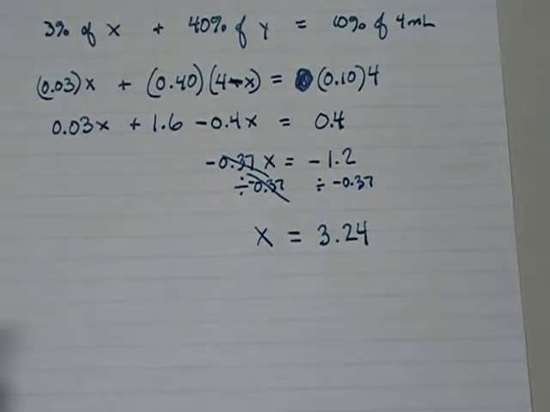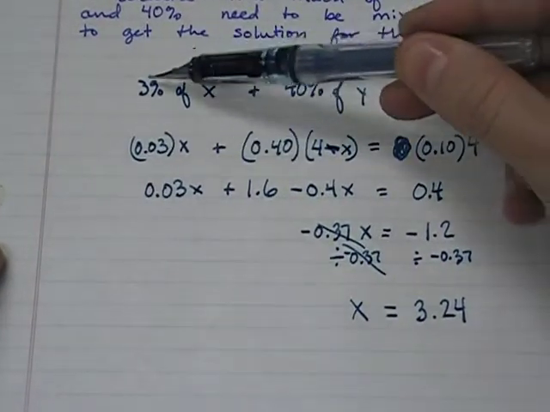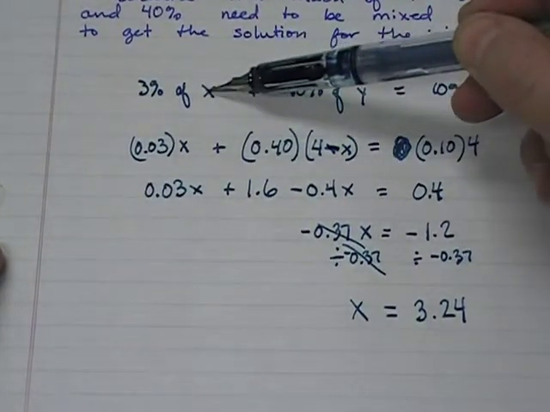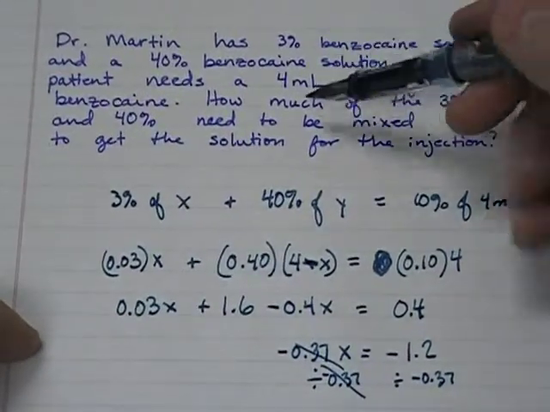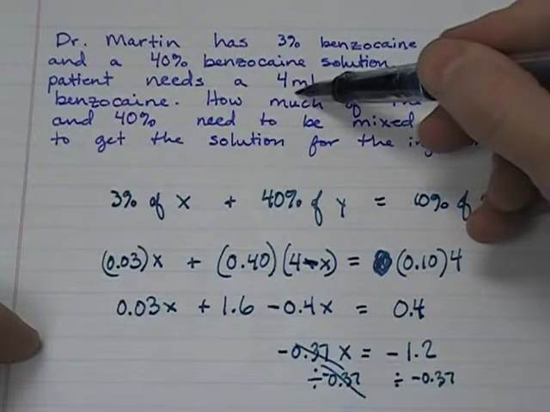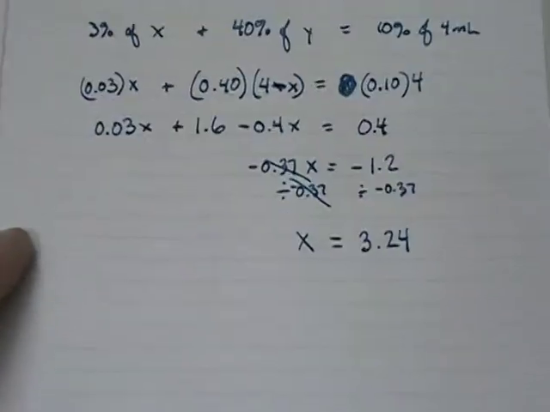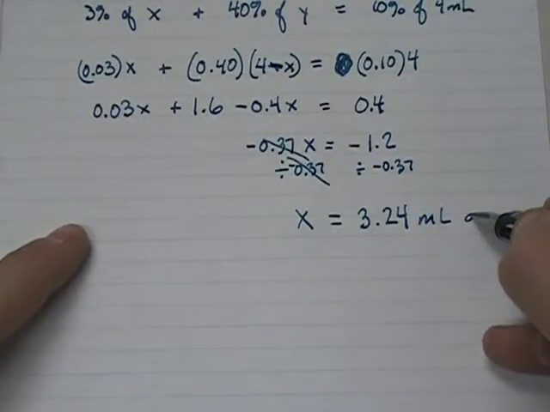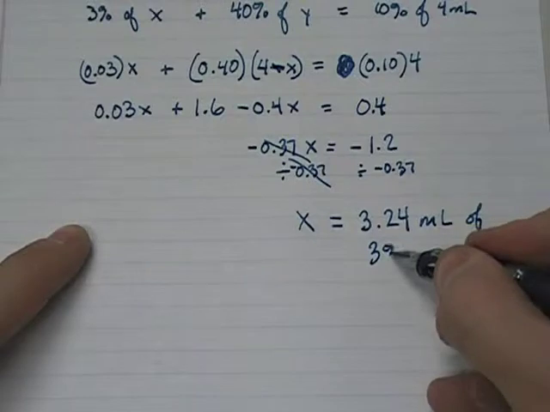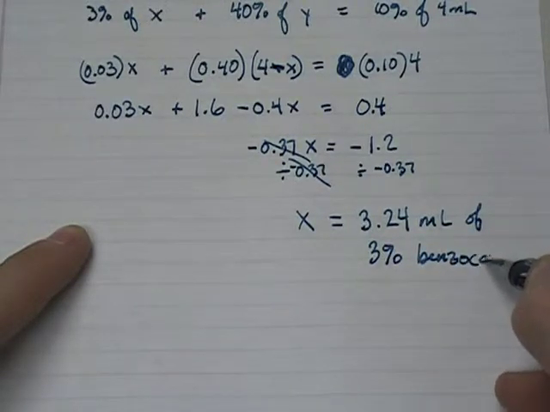Now, this solution is useless unless you know what you're looking for. Now, in my original problem, where was X? X was the amount of 3% benzocaine. Okay? And what's the amount in this problem measured in? Very simply, milliliters. So this is 3.24 milliliters of 3% benzocaine.